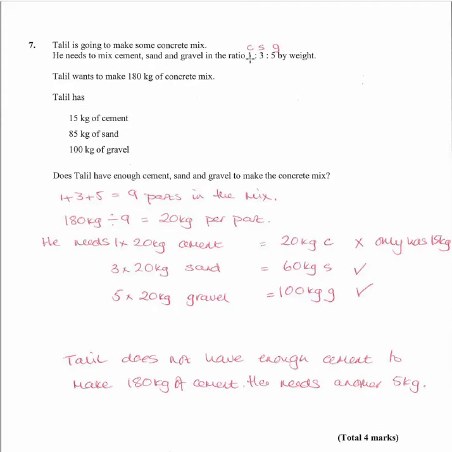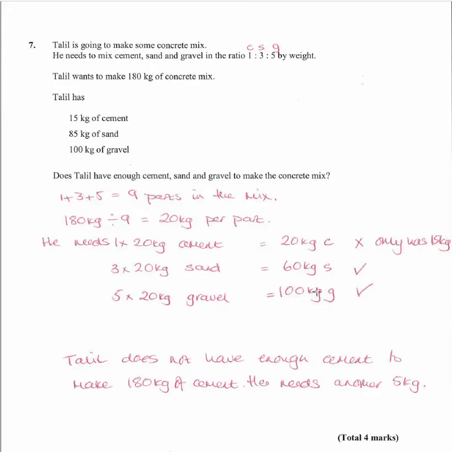So the 1 part of cement is 1 lot of 20, which is 20 kilograms. The 3 parts of sand will be 3 lots of 20, and that's 60 kilograms. The 5 parts of gravel will be 5 lots of 20, that's 100. And this is what he needs. So now you simply need to compare what he needs with what he's got.